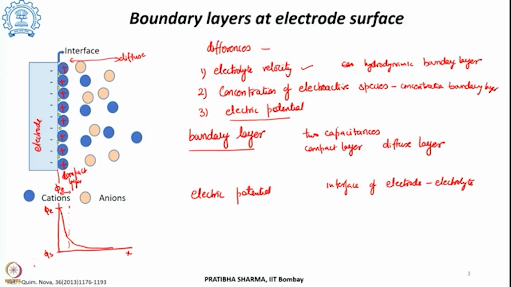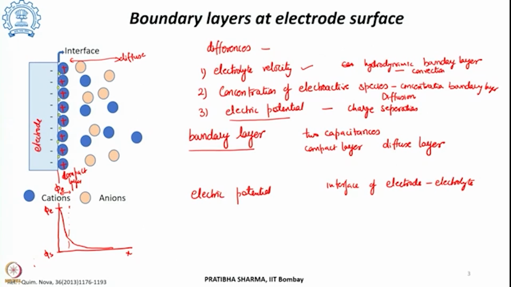Now in this concentration boundary layer, the driving force is the diffusion, while in the case of the difference in the electric potential that occurs at the interface, the charge separation is the driving force. However, when the electrolyte velocity difference gives rise to a hydrodynamic boundary layer, the driving force is the convection in the process.